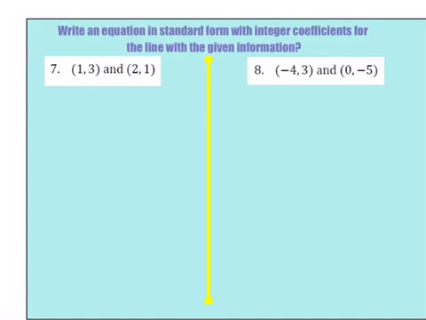So here we go for number 7 and 8. We want to, again, write the equation in standard form using integer coefficients. Now I'm given 2 points. We don't have a formula that says I can go straight into this with 2 points. So what I need to do is find the slope between these points first, and then I'm going to go into point slope just like we did before.